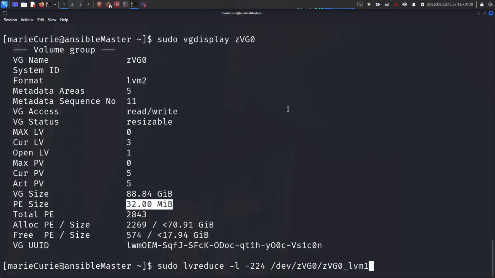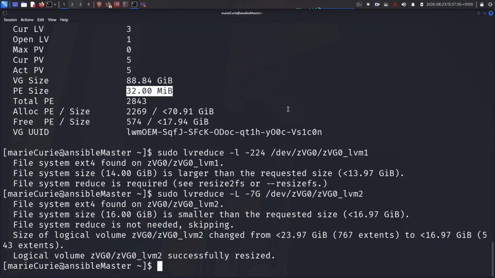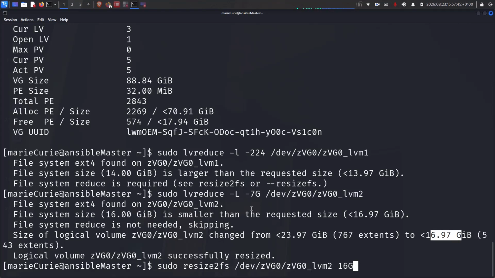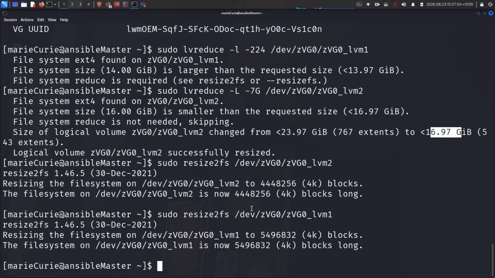Now LVM2 I am going to reduce with capital L, because we have to know how to remove 7 GB. It is resized. Here you can see LVM1 will be approximately 13, that is fine, approximately 16.97. Now it is removed. Now we have to run the resize2fs command for LVM2 as well as LVM1. So it is resized now.